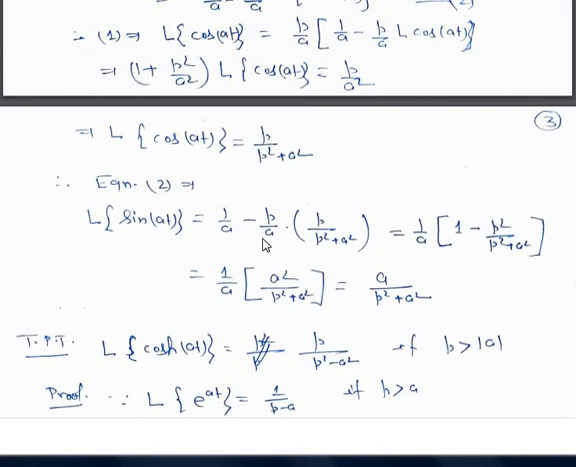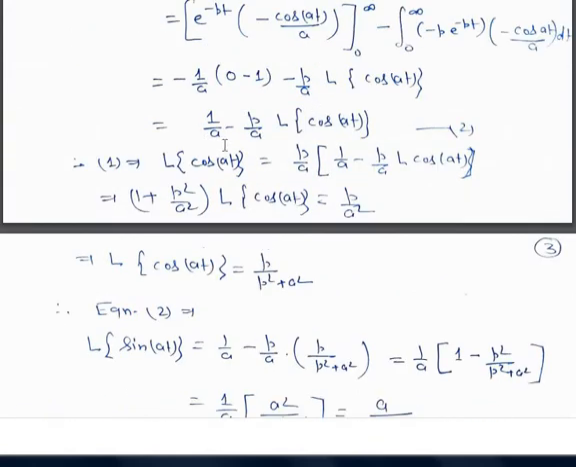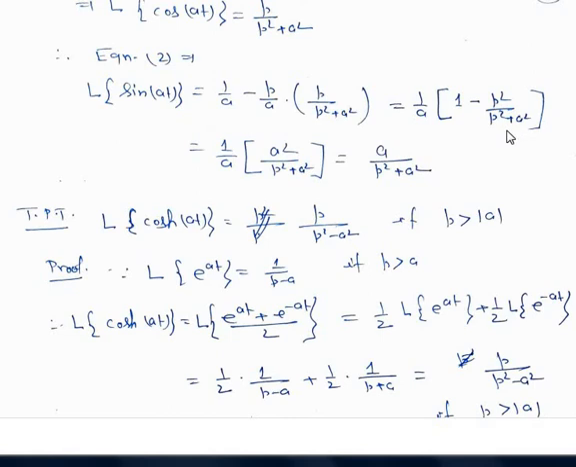So therefore if we put it in equation number 2, so we shall have L of sin at is equal to 1 upon a minus p upon a into L of cos at. L of cos at we have found as p upon p square plus a square. 1 upon a taken common, so we have inside the bracket 1 minus p square upon p square plus a square. To simplify it, we will get it as a upon p square plus a square. So therefore Laplace transform of sin at is a upon p square plus a square.